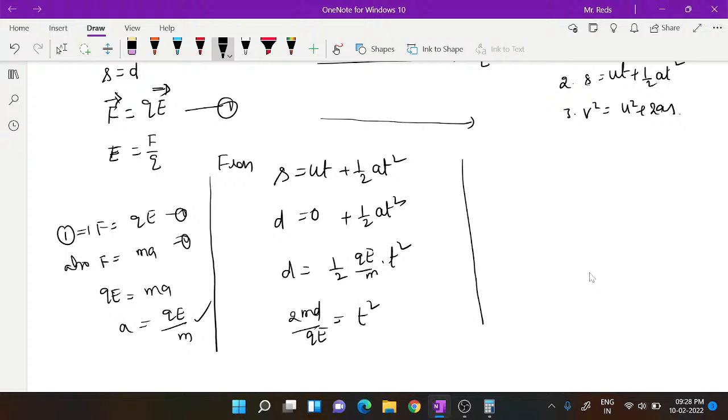So this further you can write as T equals... The charge, it is a proton, it is given, right? So the charge of proton is e, so Q can be replaced with e. So T is equal to the square root of 2 times the mass of the proton, given as M, into d by e. So T equals square root of 2dm by e. So this is the time taken.